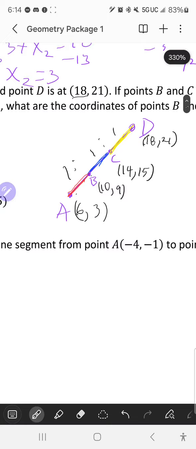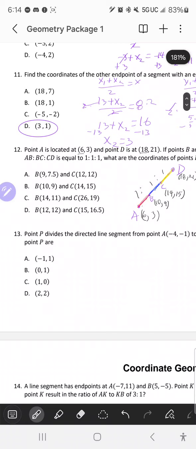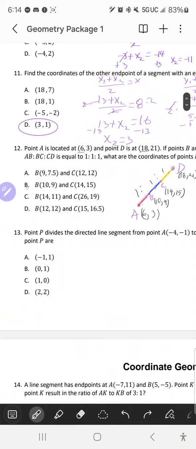So we already know our coordinates for B and C, and when we see the options, our correct answer is going to be option B. And this is how we solve this exercise.